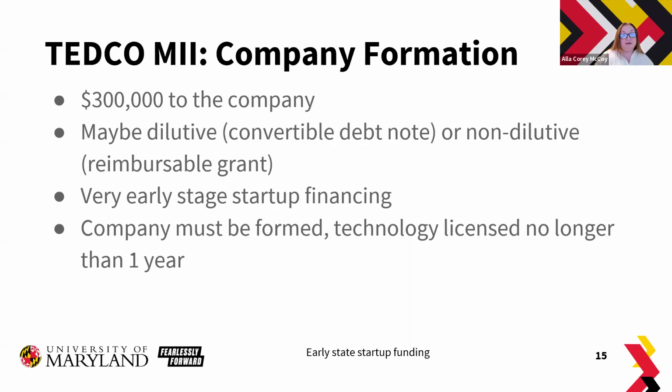That is not, this $300,000 is not a grant. It goes to the company either as a convertible debt note or a reimbursable grant. If it is a convertible debt note, it would be dilutive and it would convert into equity at the next round of financing. If it is a reimbursable grant, it's basically a success-based loan. And this is something that you would negotiate with MII at the time of investment or fund disbursement.